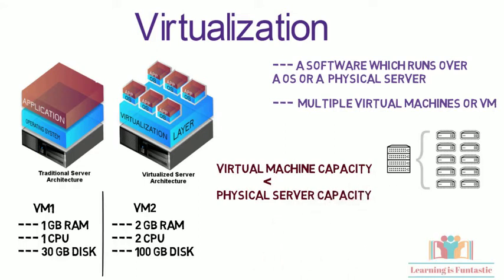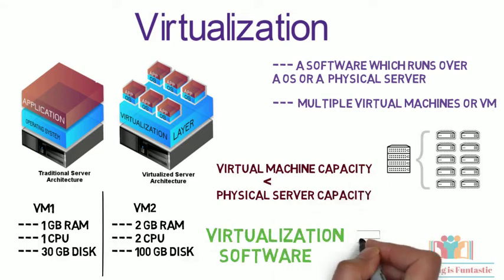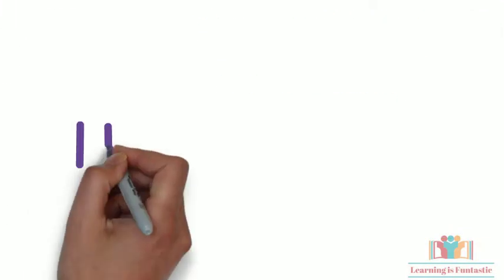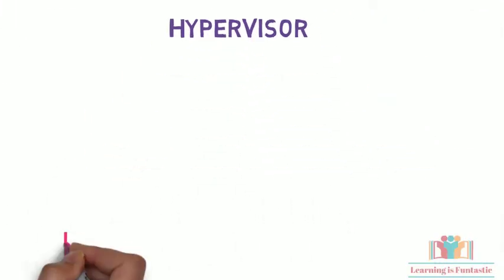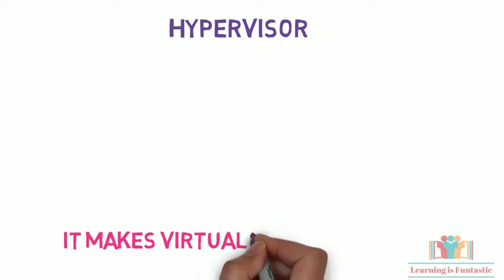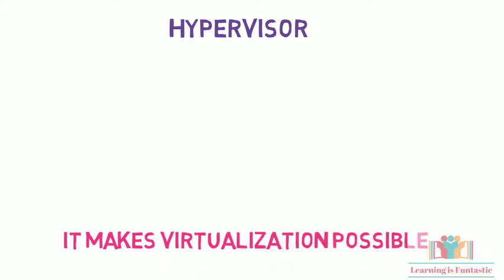Also, this virtualization software is called a hypervisor. A hypervisor is software that creates the virtualization layer, and it is the hypervisor that makes server virtualization possible. It has its own kernel and virtual machine monitor, it runs VMs, and controls resource allocation between virtual machines.